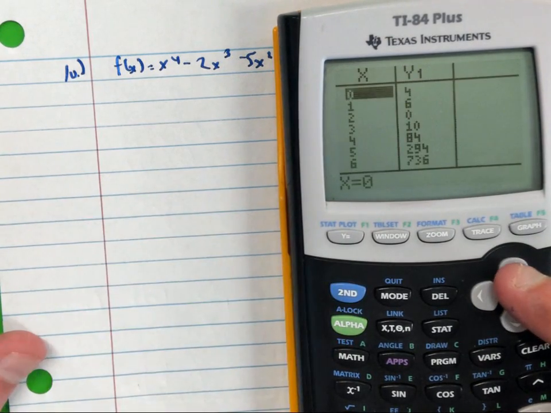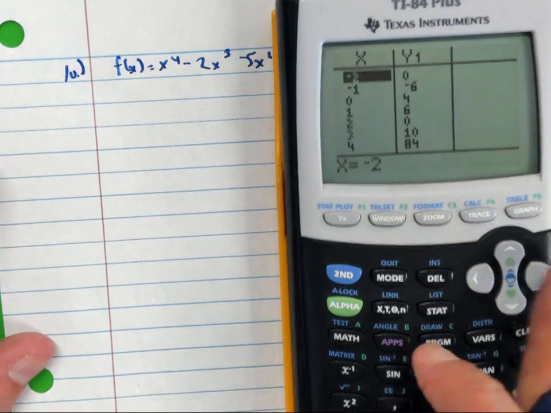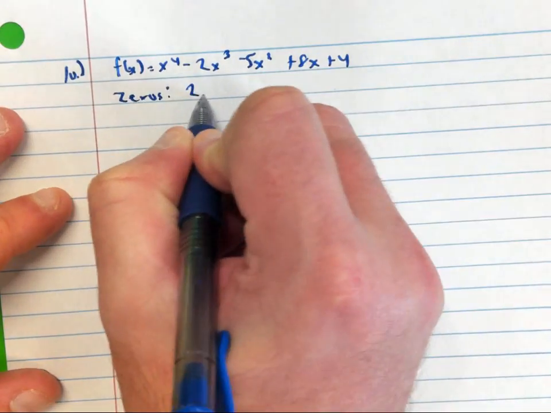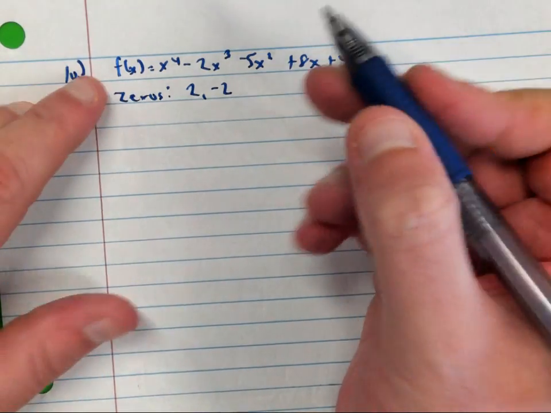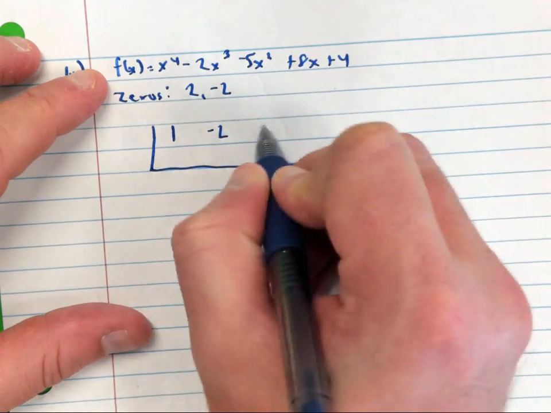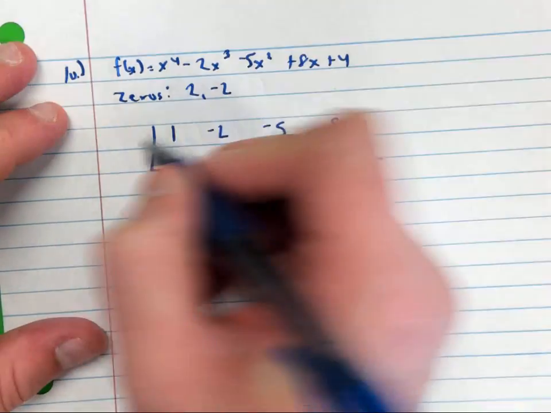Okay, let's check our table to make sure. 2 is 1 and -2. Very good. So I'm going to put those down. Make my list of zeros. 2 and -2. Now I'm going to start breaking it down. All my powers are there. 1, -2, -5, 8, and 4.